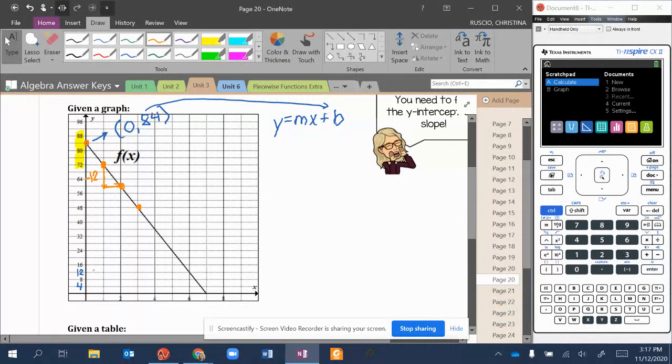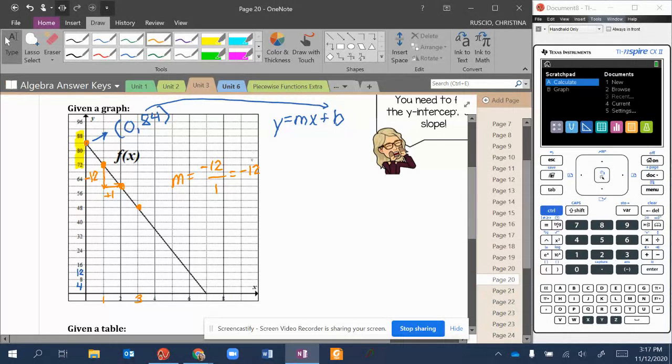Well, let's be careful of our scale here. That's 1, 2, 3. Okay, so my scale on the x-axis is cool. It didn't change the way that the y did. So I went down 12 to the right 1, which means that my slope, my m, is negative 12 over 1, which we can also write as negative 12.